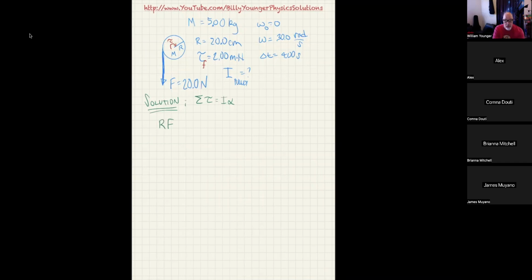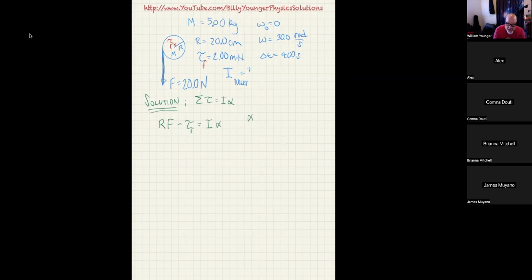Okay. So that's the R that I wrote up there, and that's the F that I wrote up there. That's an actual counterclockwise torque, so I'm causing that positive. And then the torque due to friction is negative, so I'm just going to put tau sub friction right here, and that's equal to I, which is what we want to know, and alpha, which I can compute. So now, before I plug the numbers in, I need to know what alpha is.